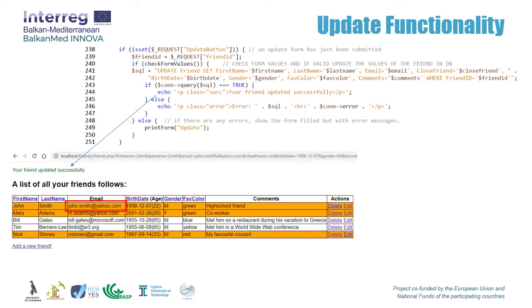In lines 241 and 242, we prepare the SQL update statement, by using the global variables. In line 243 we execute the SQL update statement. If successful, then it outputs in green color the message, "Your friend updated successfully." Afterwards, the PHP script fetches all friends and shows them in a table. Note the modified email of John Smith.